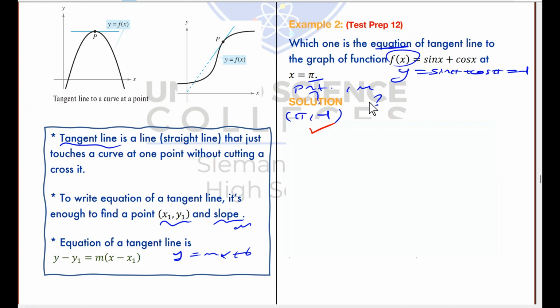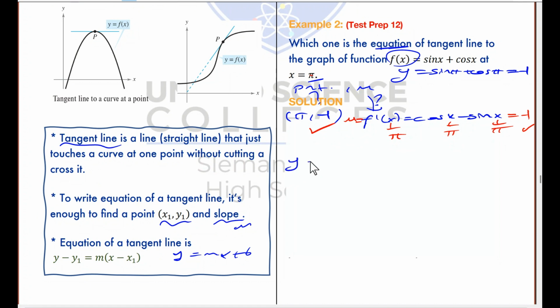Slope is related to the derivative, so find the derivative. F prime of x equals the derivative of sine, which is cosine, and the derivative of cosine is negative sine x. So at which value are we finding this derivative? At x equals pi. After we find the derivative of the function, we replace our x's with the given x value, which is pi here. That will give us the slope. Cosine pi is negative 1. Sine pi is 0, so it's -1. Now I know the slope, I know the point, I can write the equation.